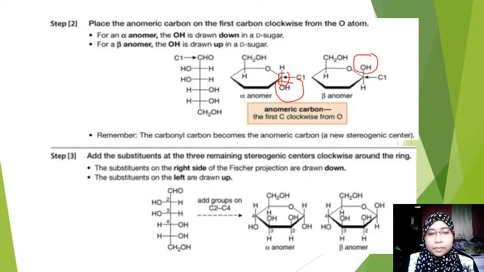Step 3. Add the substituents at the 3 remaining stereogenic centers clockwise around the ring. The substituents on the right side of the Fischer projection are drawn down, and the substituents on the left of the Fischer projection are drawn up.